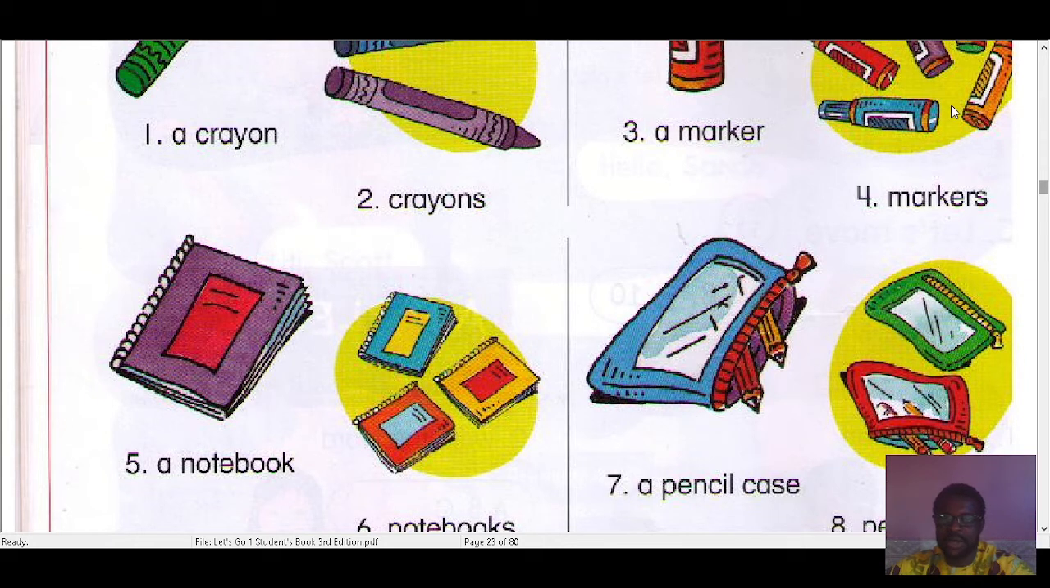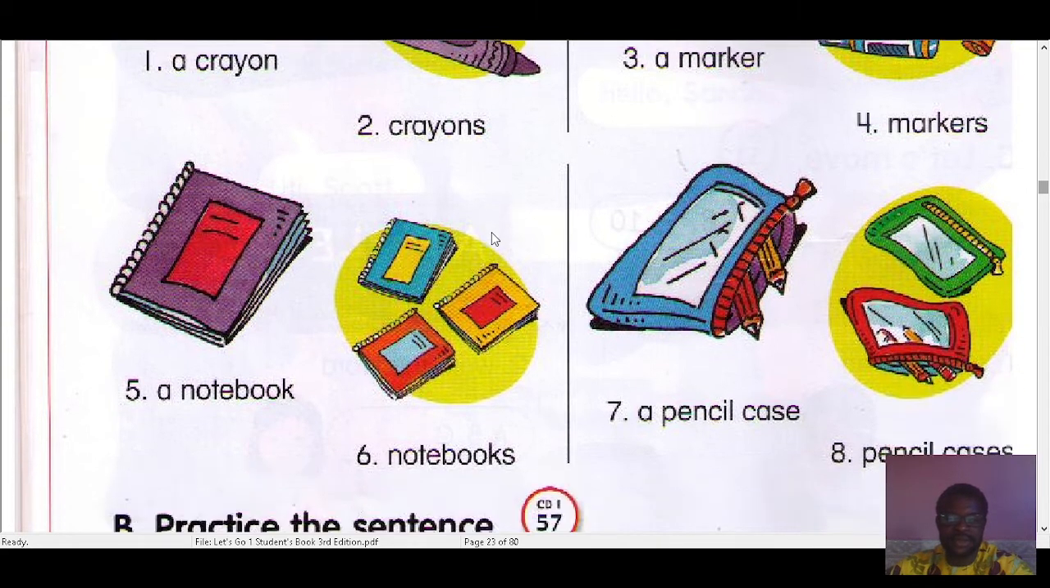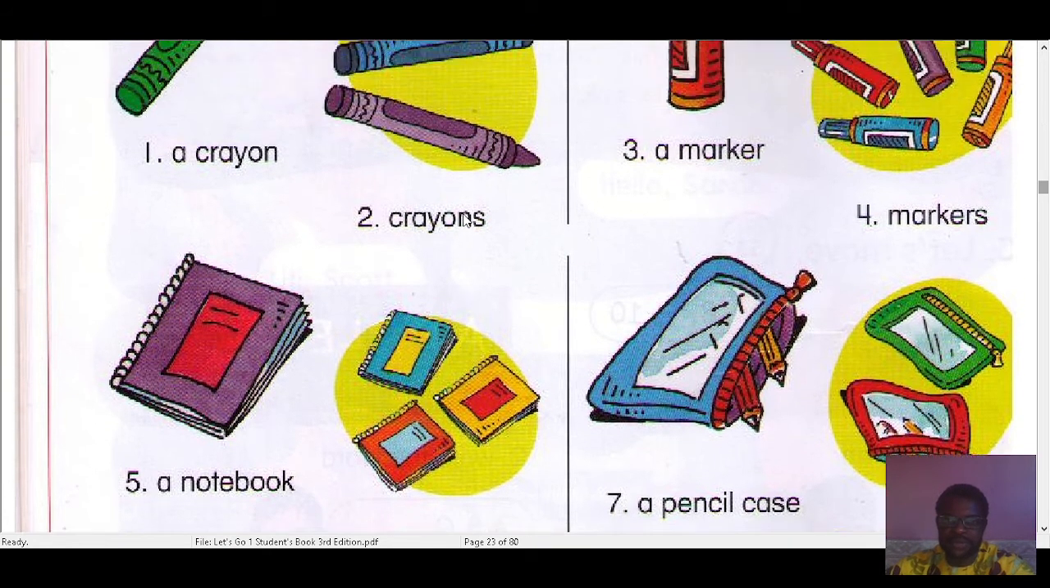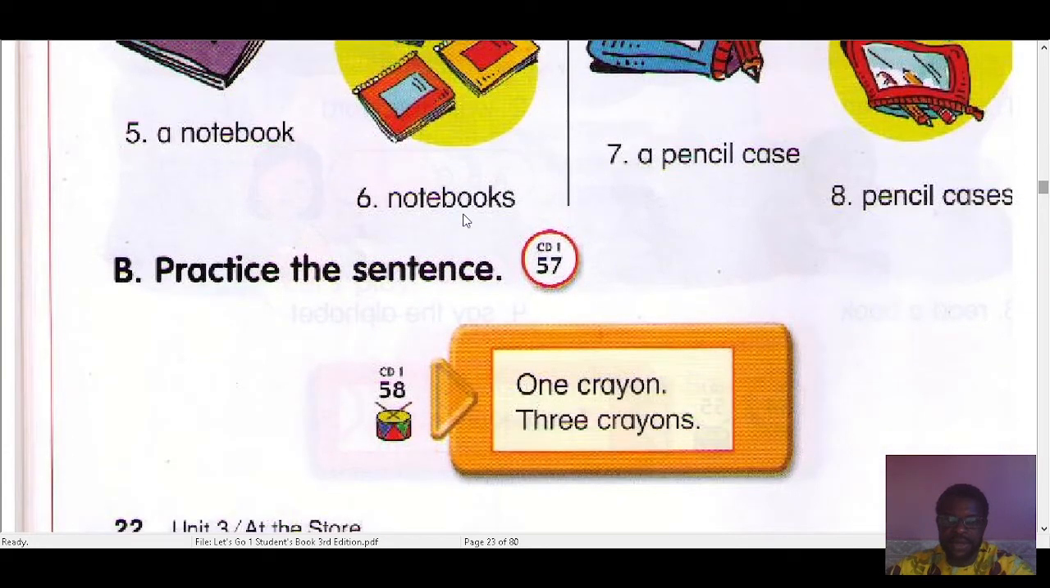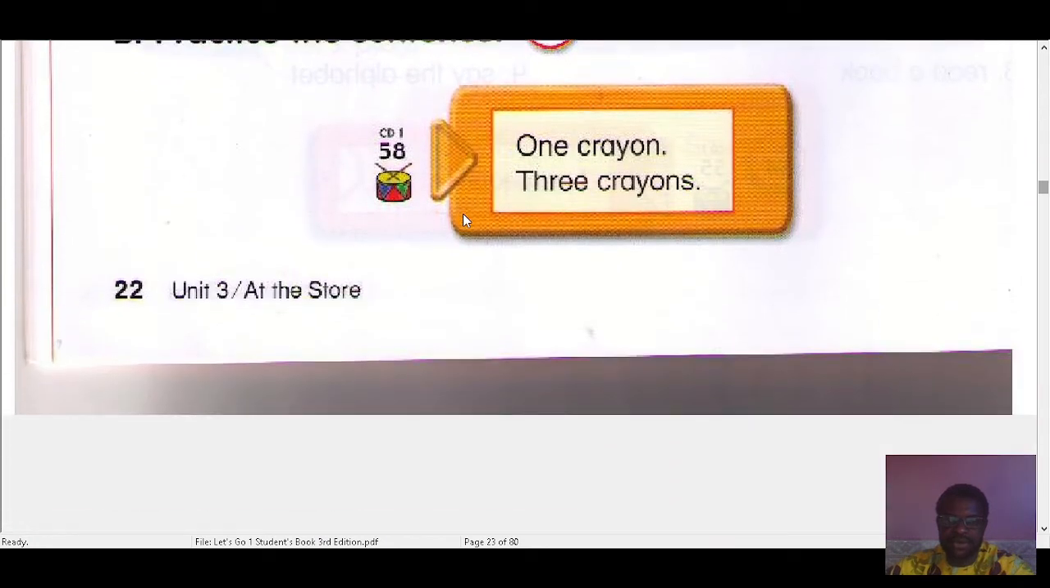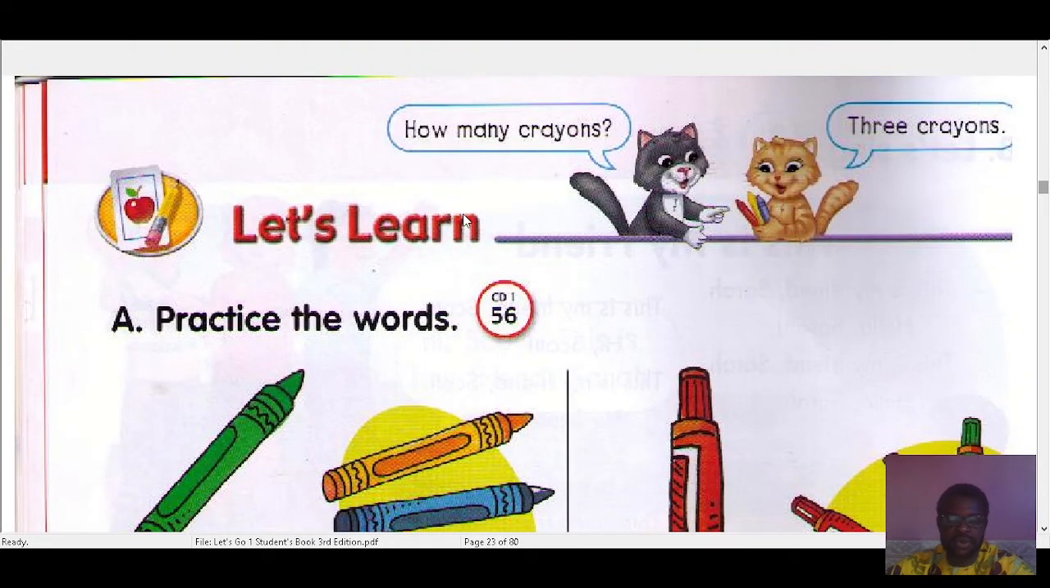But when there are many, we don't use A. We just say markers with S or pencil cases. See here a notebook, but here we've got notebooks because there are many of them. Okay? So with that said, what else is it that I want to show you? Okay, with this, then we're going to go over to your workbook section.